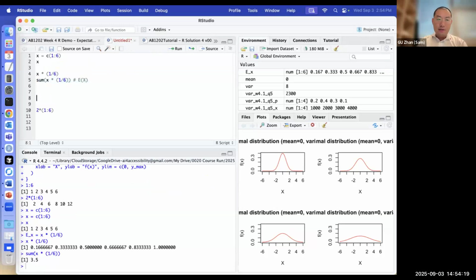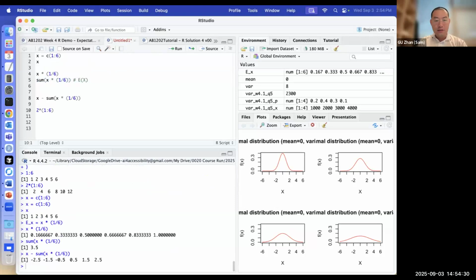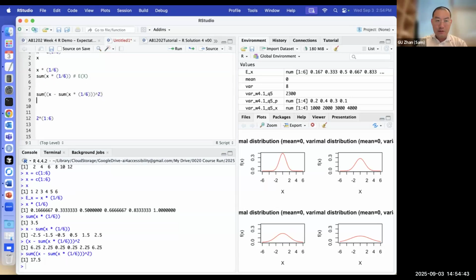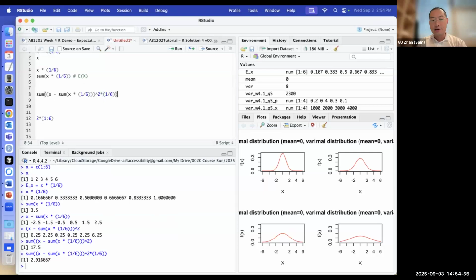So we can also calculate variance. How do we calculate variance? This is the mean value, 3.5. Then x minus 3.5, then we square it. Then you sum them together, times the probability, which is 1/6, and then you get the variance. Around 2.9. So this is the variance of x, right?